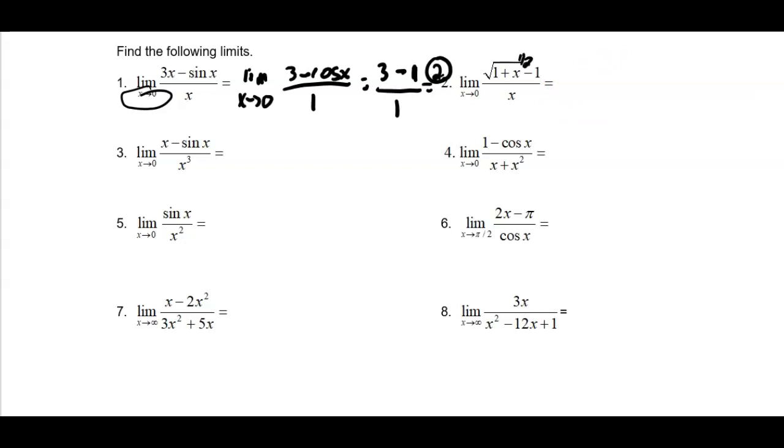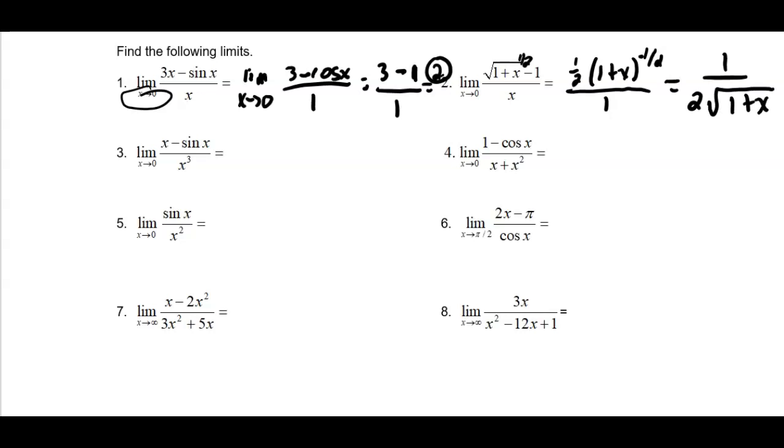This has our half power, so we're going to take our derivative. 1/2 times 1 plus x to the negative half. The derivative of 1 would go away, and then my denominator's derivative is a 1. Clean this up. So there's our 1/2. In your denominator, you should have the square root of 1 plus x.